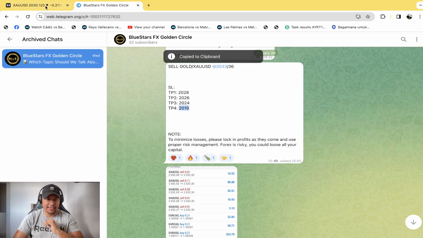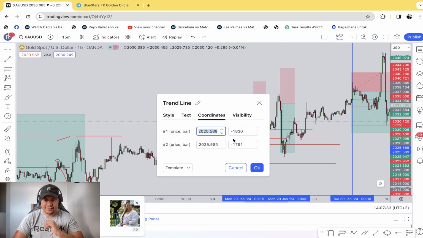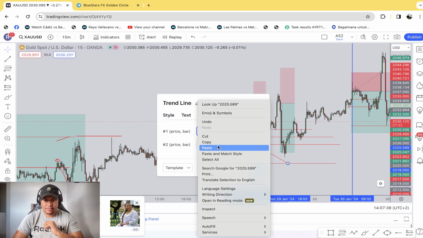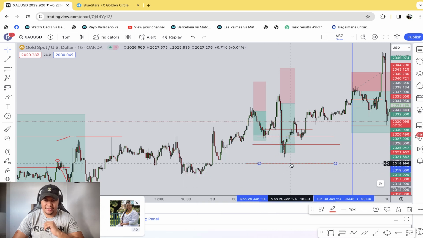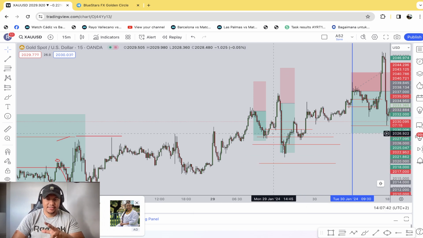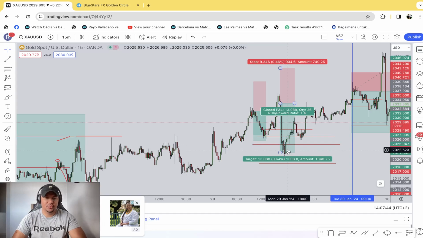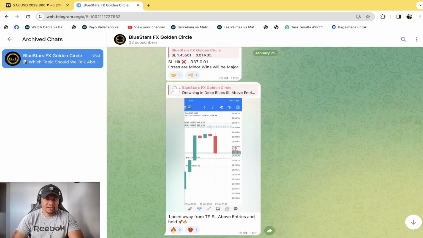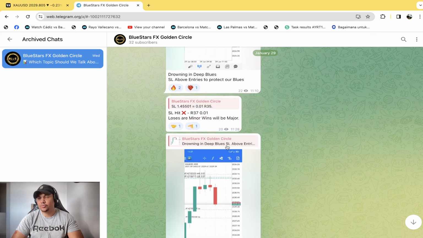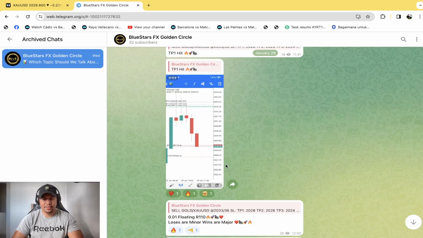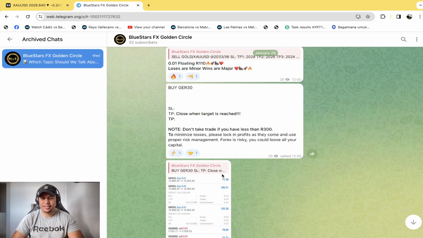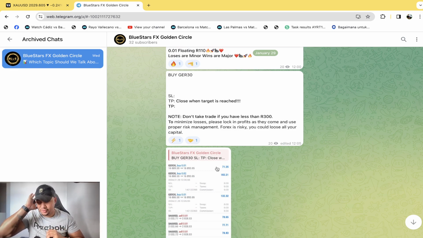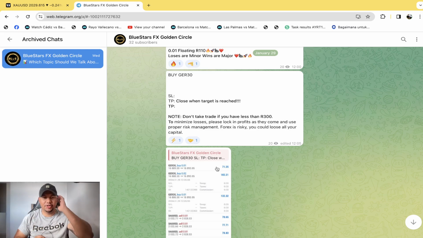TP4 was at 2019. Let's see if TP4 actually got hit. No, I think these are TP1, TP2 and TP3. Again, there's just no stop loss, right? But so far, I would say that they do trade a lot better compared to these other guys. But again, stop losses are very important. You have to include a stop loss when you trade.